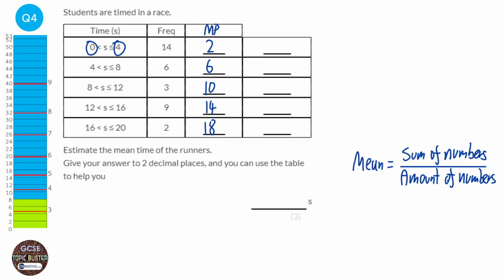Then we're going to do our FS column, okay? And so we're assuming that 14 students got a time of 2 seconds. So when you times those together, you get 28. And we're just going to times all of these together.